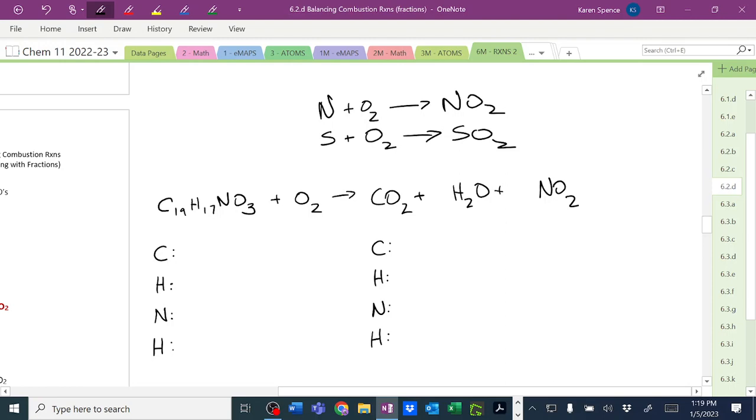All right, carbon. Starting with carbon, we have 19 carbon, 17 hydrogen, 1 nitrogen, and 5 oxygen. On the right: 1 carbon, 2 hydrogen, 1 nitrogen, and 2 plus 1 plus 2 is 5. Oh, that should say oxygen. Oops. See, already I've made a mistake. This does not bode well, but let's keep going.